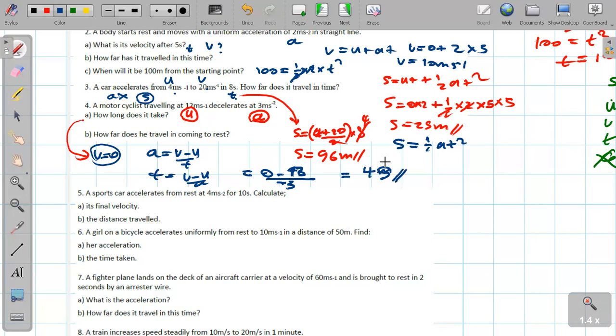Did you find that answer? Yes, sir. Okay. How far does it travel to come to rest? Again, that equation. u is 12, times 4, minus half, because it is deceleration, 3 times 5 to the power 2, 48 minus 25 times 3, 75, 75 divided by 2 is 37.5. It is going to be 10.5 meters. Did you get this answer?